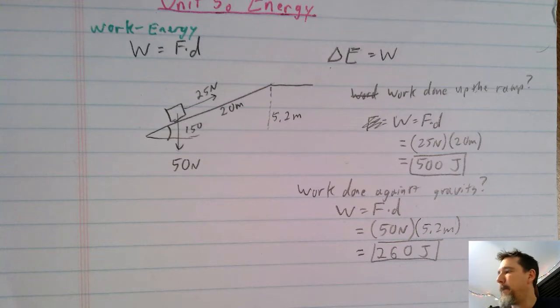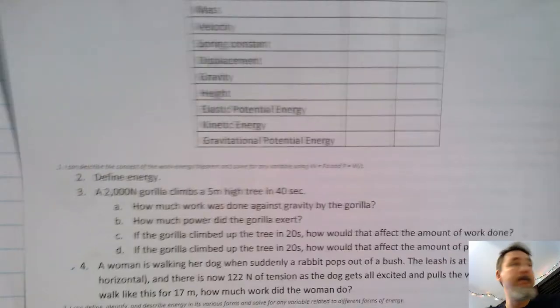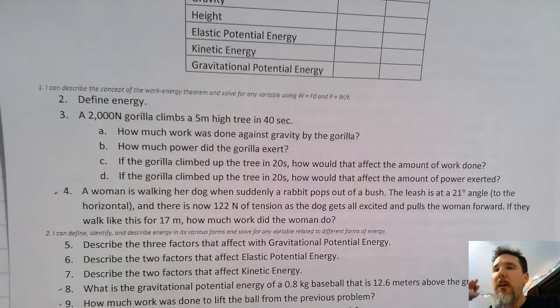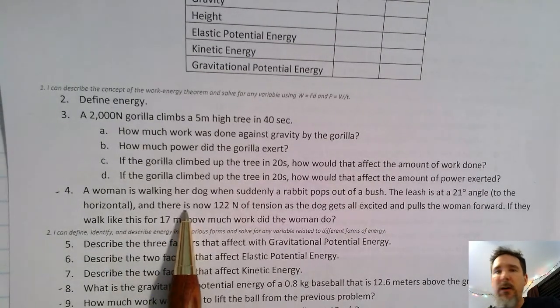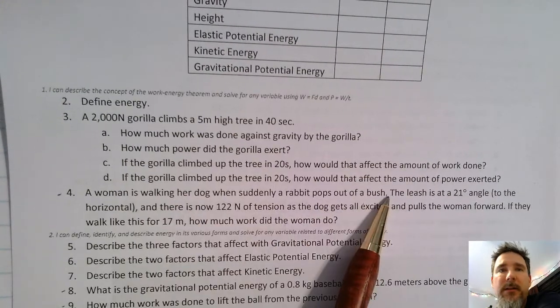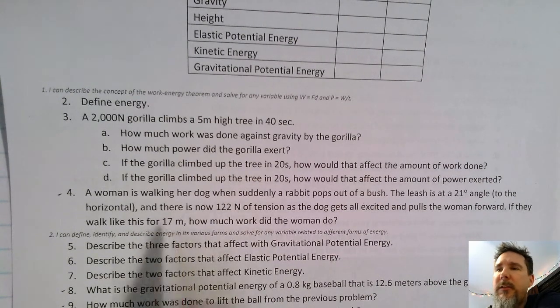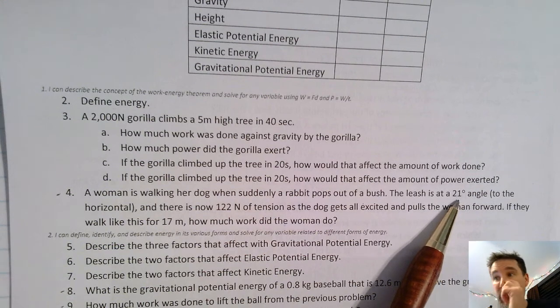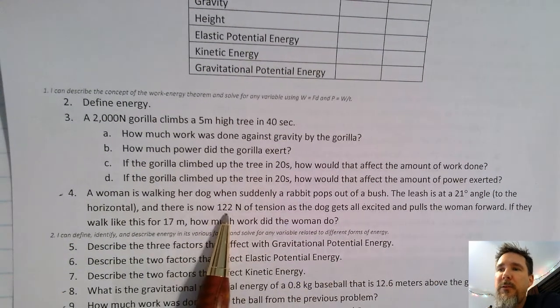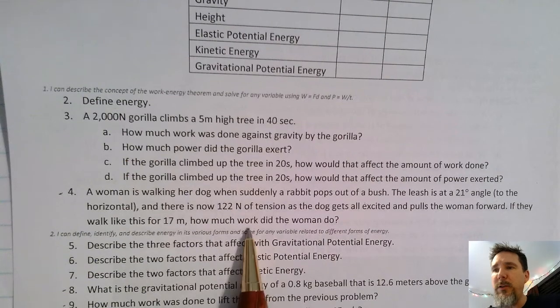Now, there is a question on the review guide, number 4, where you have a woman walking her dog. Suddenly a rabbit pops out of a bush. The dog freaks out, and the dog starts pulling the woman down the street. They're going to end up going 17 meters, and she's pulling on the leash at a 21-degree angle, and there's 122 newtons of tension. And so the question is, how much work did the woman do?